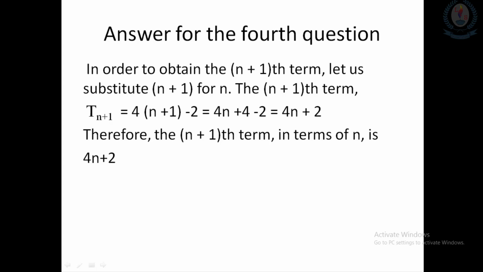Answer for the fourth question. In order to obtain the n plus 1 term, let's substitute n plus 1 for n. The n plus 1 term is when n becomes n plus 1. We know Tn equals 4n minus 2. So T(n plus 1) equals 4 times (n plus 1) minus 2. So 4 into n, 4n, 4 into 1, 4, minus 2, 4n plus 2. Therefore, the n plus 1 term in terms of n is 4n plus 2.